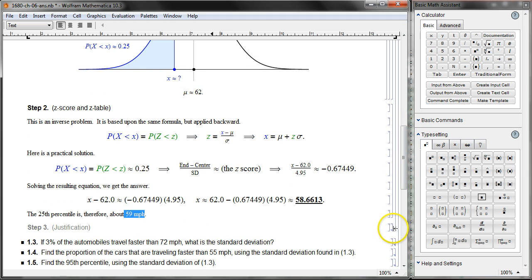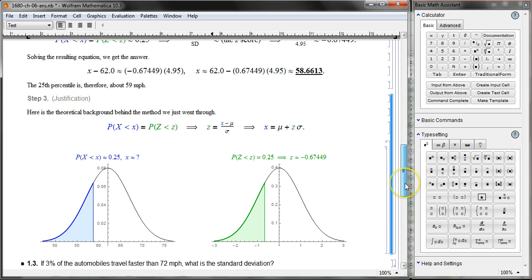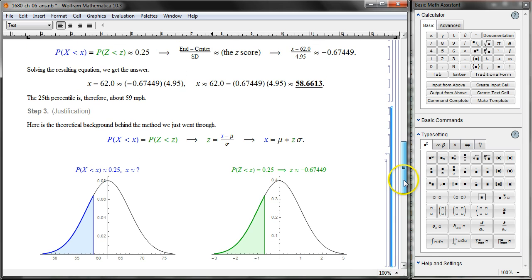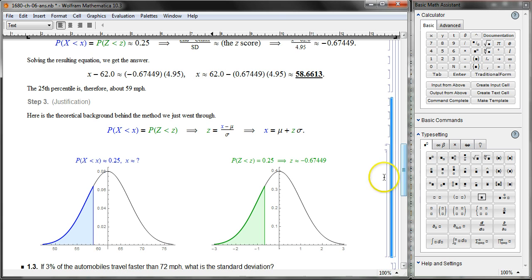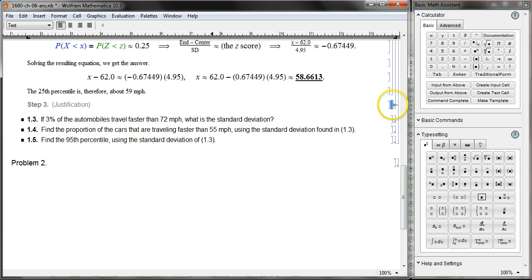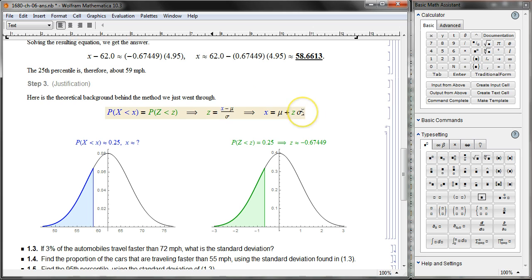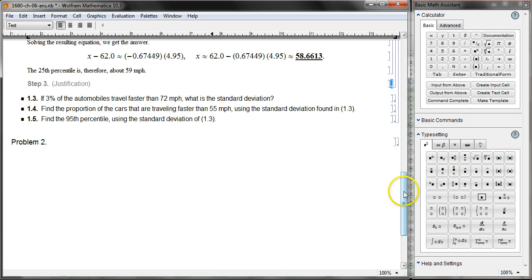Here's a bit of a justification. What if you put in 59 miles per hour? Well, it did all the computation here. Never mind, this justification is a little bit tough. I mean, look at this algebraic manipulation. If you understand what this is, great, but if you don't, never mind.